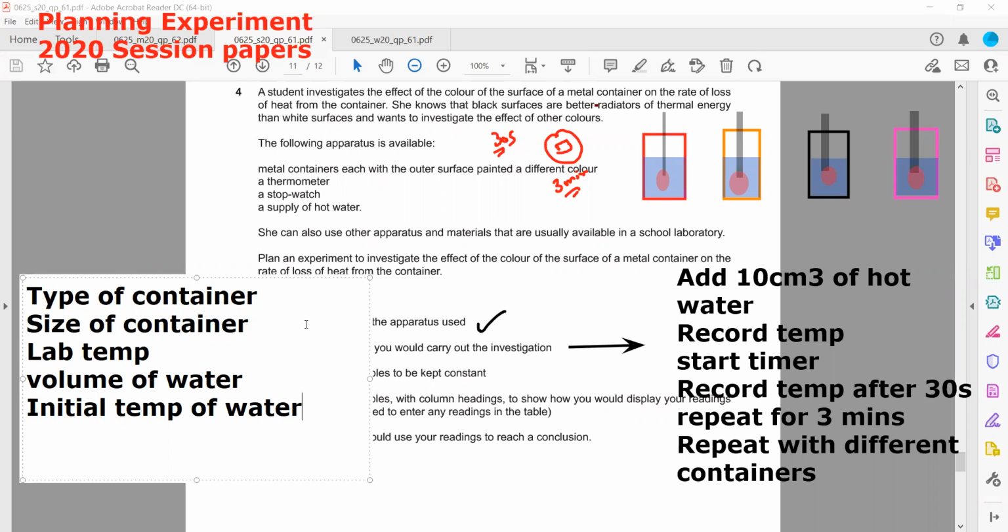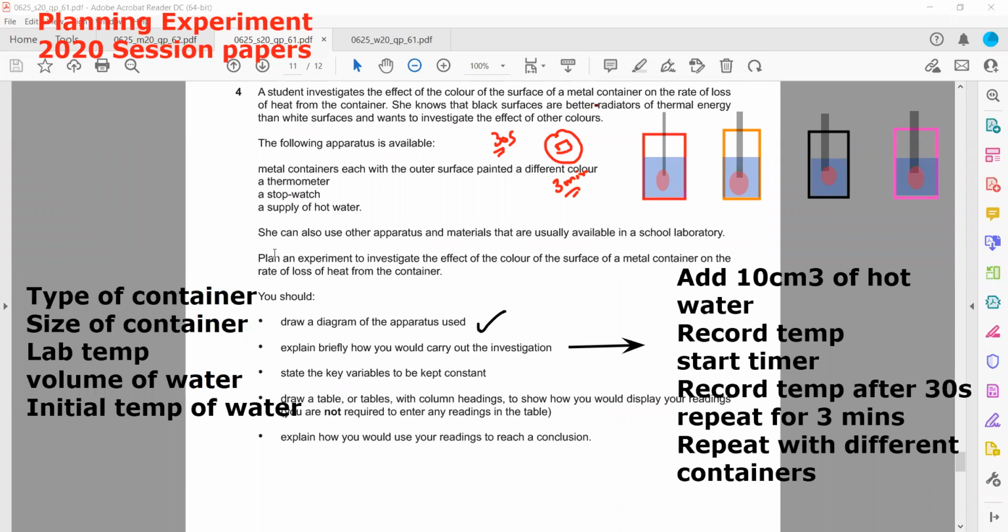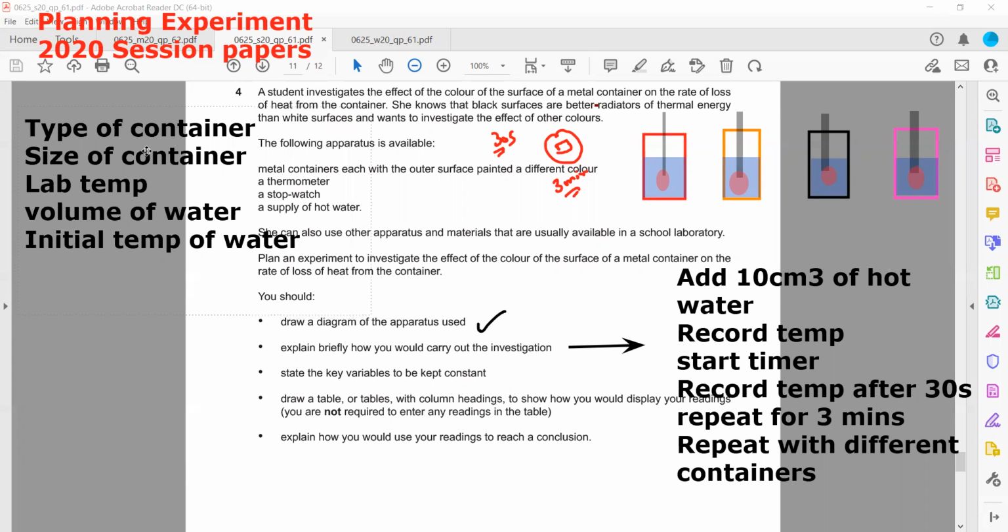The size of the container, the surface area of the container, the volume of the water, many factors are there. Then draw a table or tables. So whenever this type of question is there in which you're doing a rate of cooling, what table can you draw? You can have temperature and time, and the table should always be with a column heading.